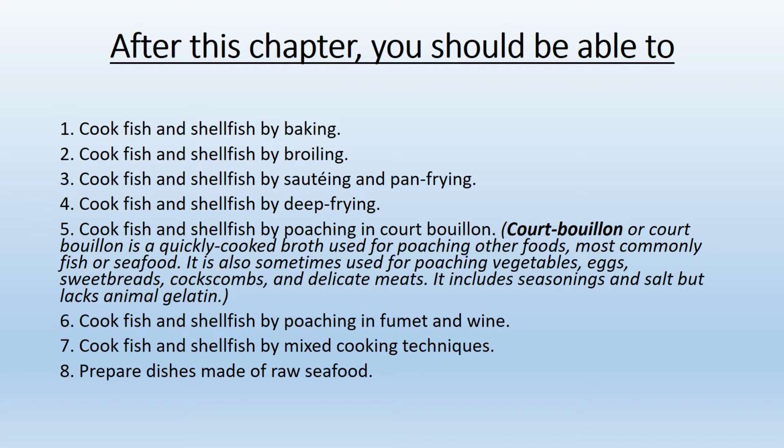And over here I put the meaning of what Court-bouillon is, for those who don't know what it is. The note says that it's a quick broth used for poaching other food, most commonly fish or seafood. Of course, seafood includes shellfish and everything, right? It is also sometimes used for poaching vegetables, eggs, sweetbreads, cockscombs, and delicate meat. It includes seasonings and salt, but lacks animal gelatin.